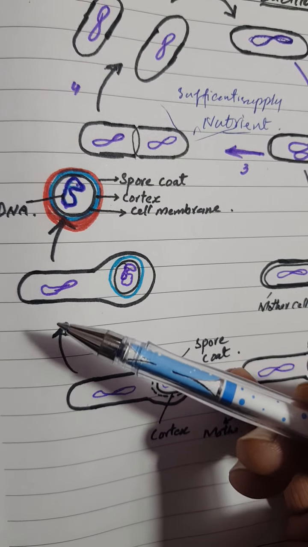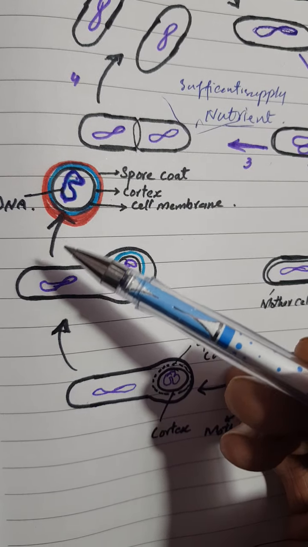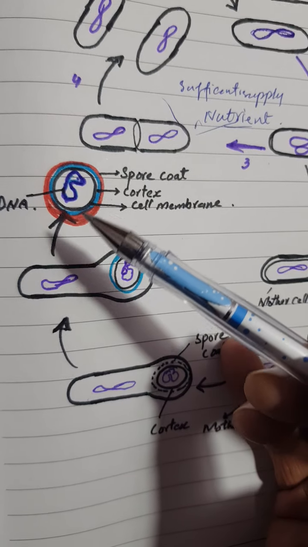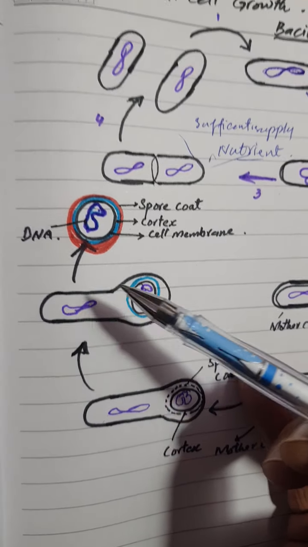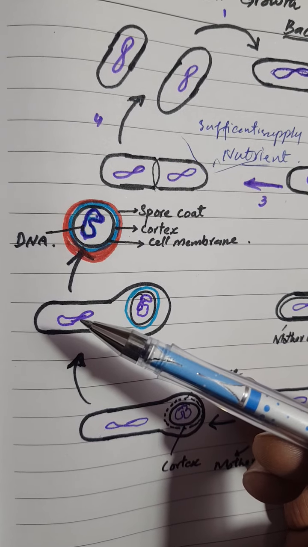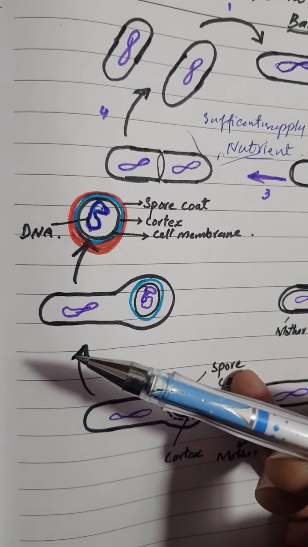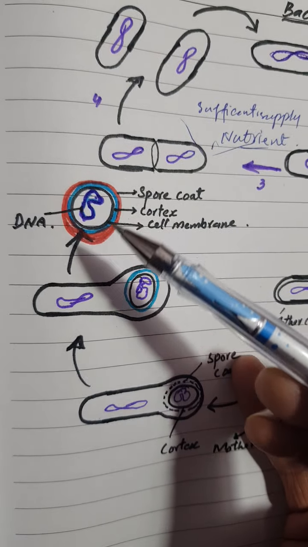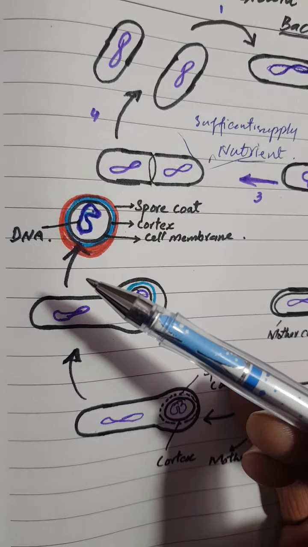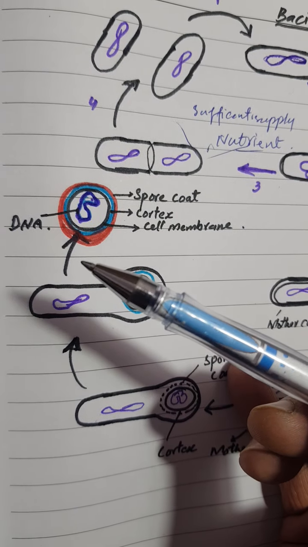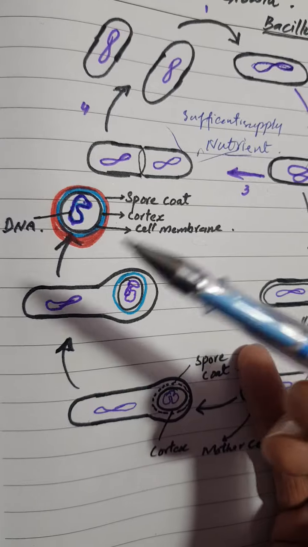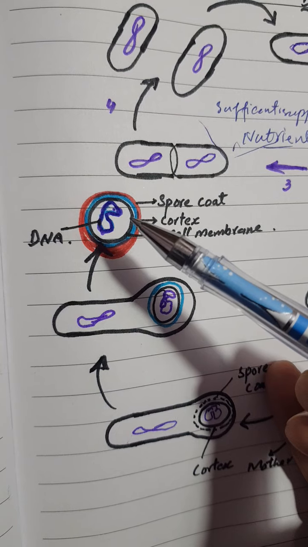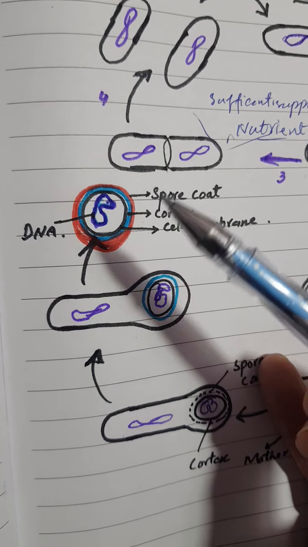So you see, in the next stage, when there is complete formation of the spore coat, and complete formation of the cortex and cell membrane, then the mother cell disintegrates, only because there is less supply of nutrients, so the mother cell cannot survive. Only this cell, which has now become an endospore or spore, will survive. And spores can survive tens of years in unfavorable conditions, and whenever there are favorable conditions, these spores will germinate and produce new bacteria.